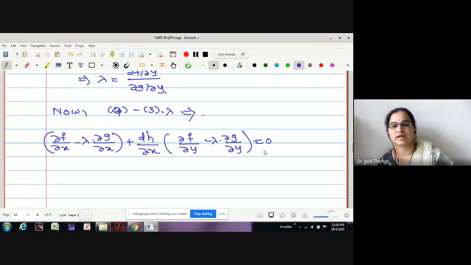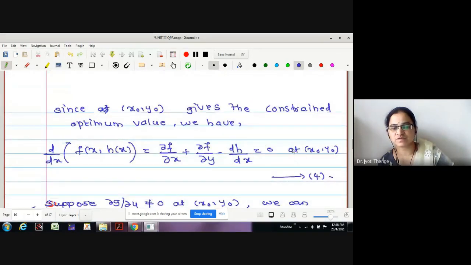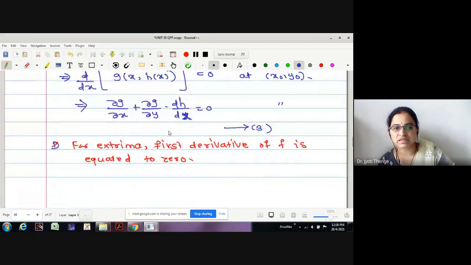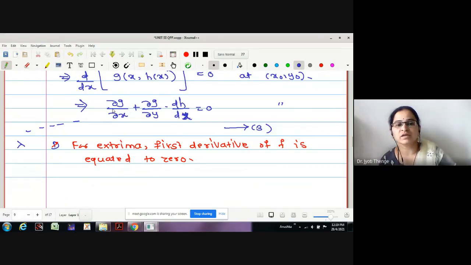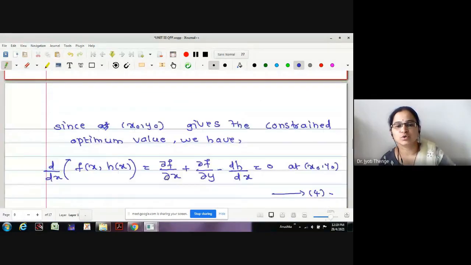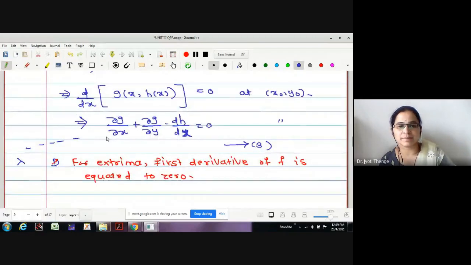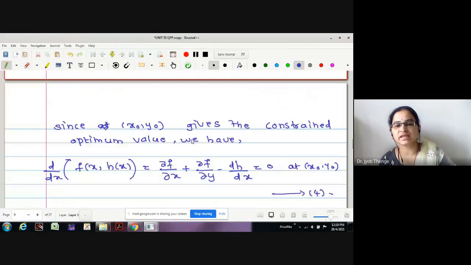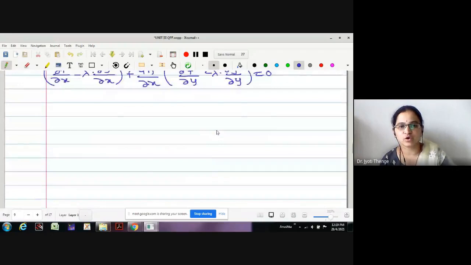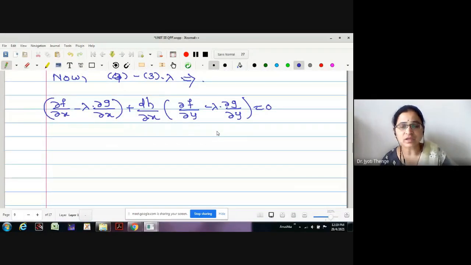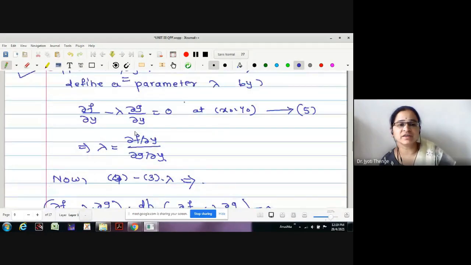Look at these equations again. This is 4. This is 3. We multiply 3 by lambda and subtract it. Therefore, the first term is dou f by dou x minus lambda times dou g by dou x. Then we take dh by dx common: dou f by dou y minus lambda times dou g by dou y. I hope there is no difficulty. But we have defined the parameter lambda such that this term is 0.